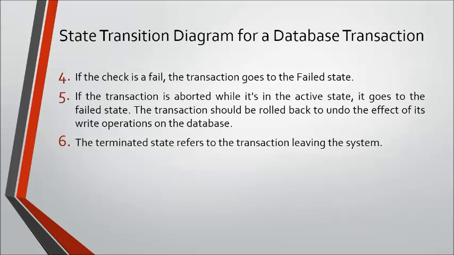Number four, if the check fails, the transaction goes to the failed state. Number five, if the transaction is aborted while it's in the active state, it goes to the failed state. The transaction should be rolled back to undo the effect of its write operations on the database. And number six, the terminated state refers to the transaction leaving the system.